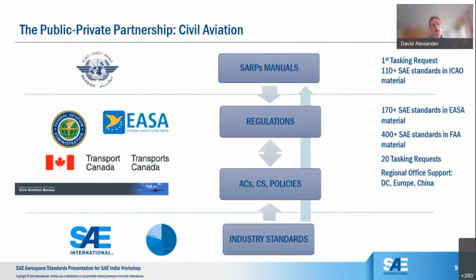And one very important aspect of this is the public-private partnership. Particularly in the civil or commercial world, standards are increasingly important in being used by the regulatory authorities. Right down from ICAO defining SARPs and manuals to the national and supranational authorities like EASA and FAA, Transport Canada, CAA, JCAB, and so on, they are all using a large number of SAE standards to define the certification requirements, the advisory circulars, the acceptable means of compliance, and the policies. So by working on the standards and shaping the standards, you're also shaping the certification process in partnership with the government. Next slide, please.